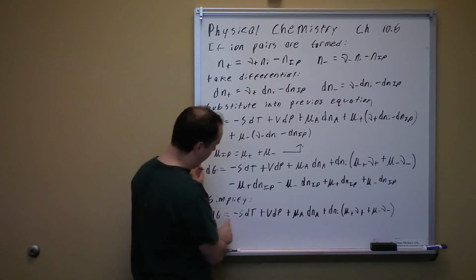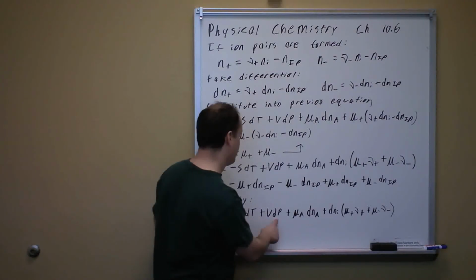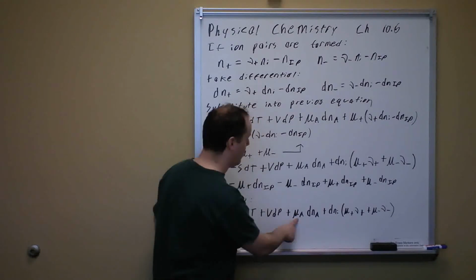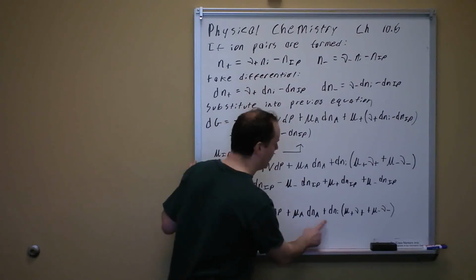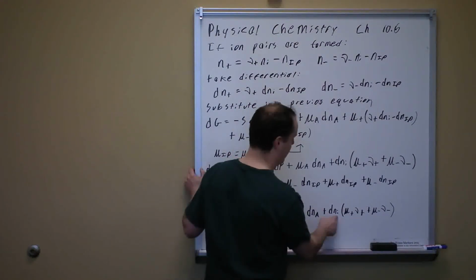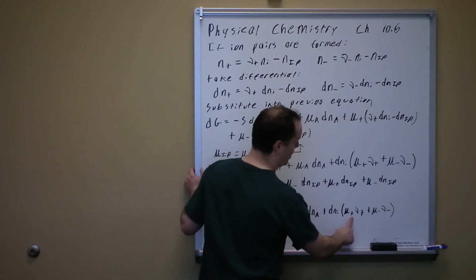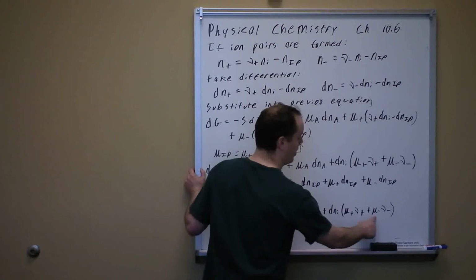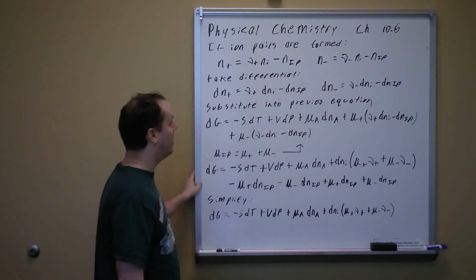The differential of the Gibbs free energy is equal to minus the entropy times the differential of temperature, plus the volume times the differential of pressure, plus the chemical potential of our solvent times the differential of the number of moles of solvent, plus the differential of the number of moles of solute, that's our electrolyte, remember, and then all that times the chemical potential of the cation times the stoichiometric coefficient of the cation, plus the chemical potential of the anion times the stoichiometric coefficient of the anion.